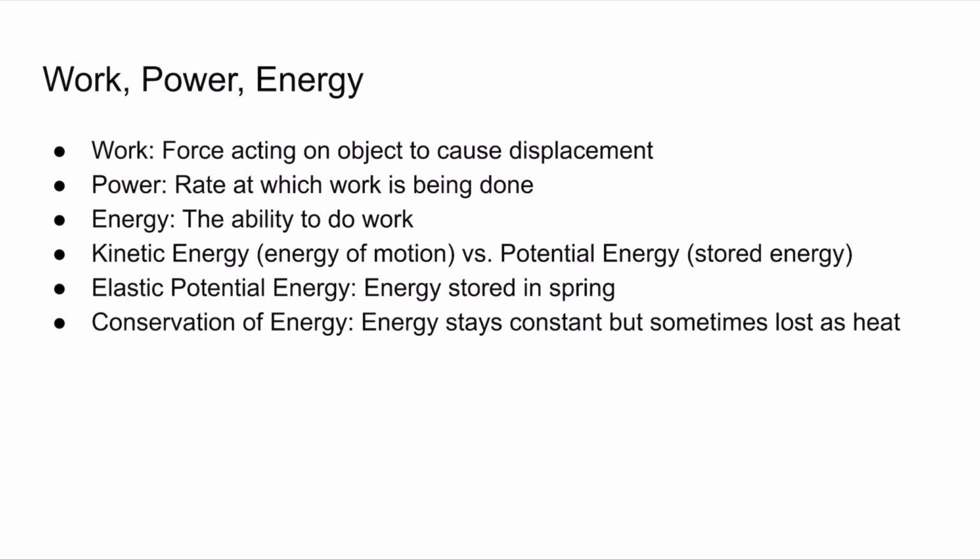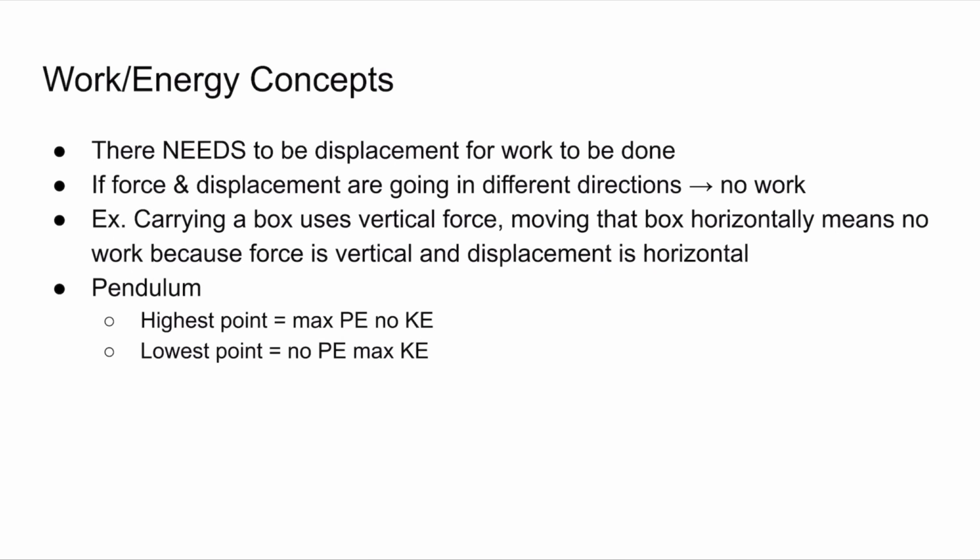Now let's go over some key concepts for this unit. So there needs to be displacement for work to be done. Someone can travel 50 meters, but if they end up where they started, then no work has been done because there's no displacement. Additionally, force and displacement have to be going in the same direction for there to be work. For example, if I carry a box, I'm lifting the box using vertical force. If I move the box horizontally, that horizontal displacement means nothing because the force is vertical. So they're contradicting.